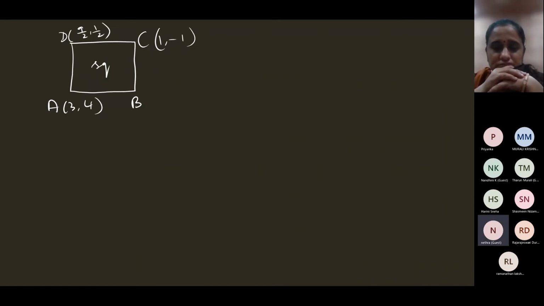All the sides of the square will be equal. Netra, is it? Oh, so sorry, Netra. All the sides of the square will be equal, Netra. So we have to use the distance formula and proceed, right? Yes, ma'am. Okay, so equate them by using the distance formula. Okay, fine. Any other idea?